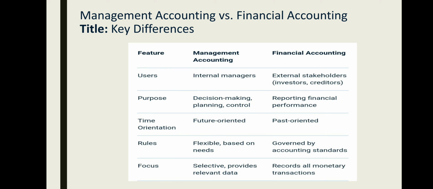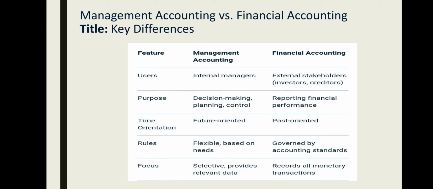Next one is rules. In management accounting, there are no prescribed rules or any standards which have to be followed by the organization. So these are flexible and based on the needs of the organization. But on the other hand, financial accounting is governed by accounting standards. There are some standards which have to be followed while preparing financial statements, and there is a proper prescribed format which is used while recording the transactions, but in management accounting these types of things do not exist.